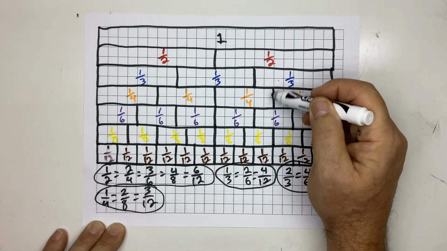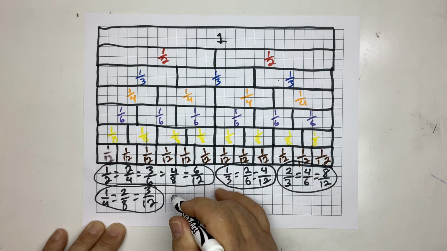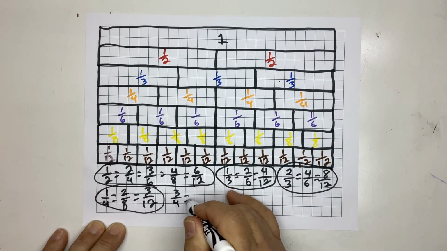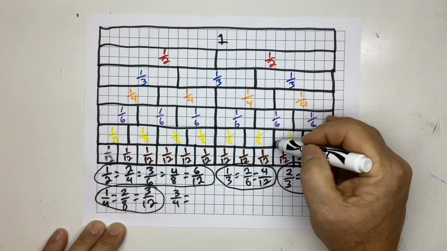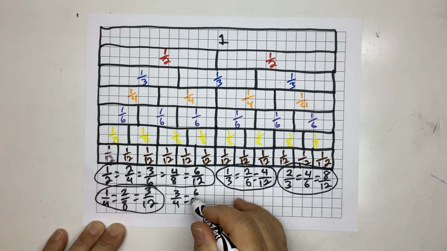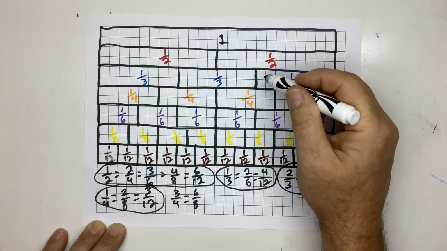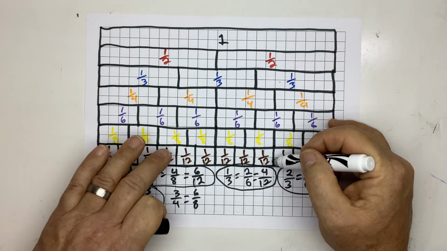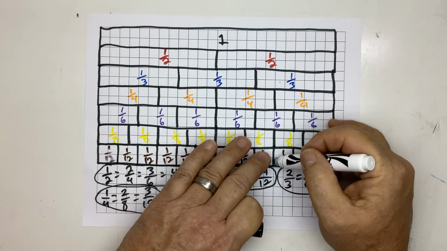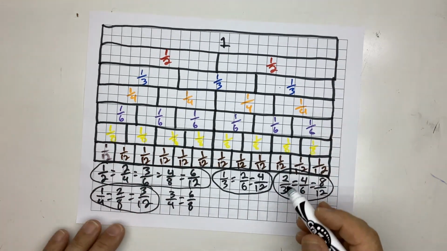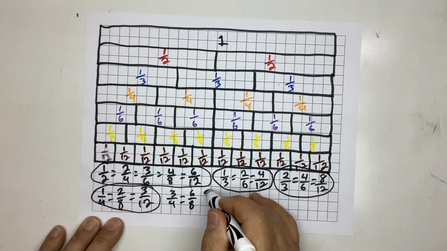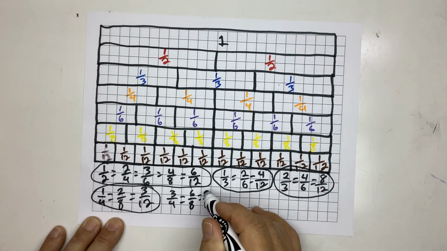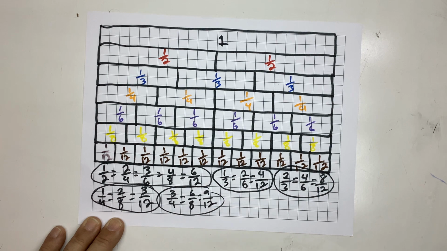Okay, go over to 3/4. So 3/4 is equal to 6/8 and is also equal to 1, 2, 3, 4, 5, 6, 7, 8, 9, 9/12. Okay, all those are equivalent.